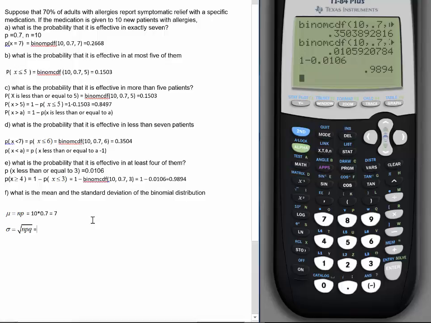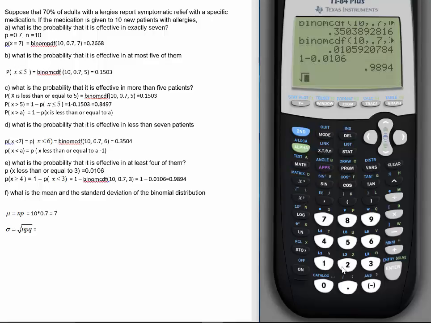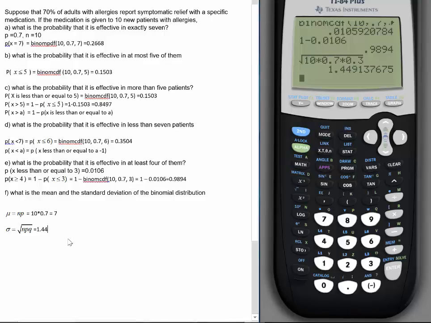Let's do the square root of npq in here. So I'm going to go to second and square root, and that would be 10 times p, which is 0.7. Now what is q? Q is the probability of failure. If the probability of success is 0.7, then the probability of failure is 0.3, 1 minus 0.7. Then press enter, and my answer, to 3 digits, is 1.449, and here note that q is 1 minus p.